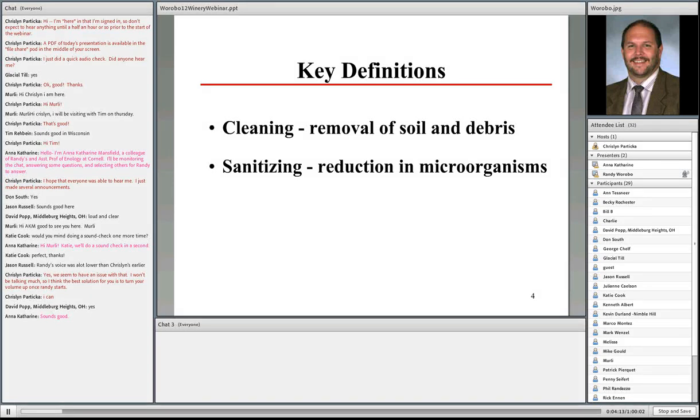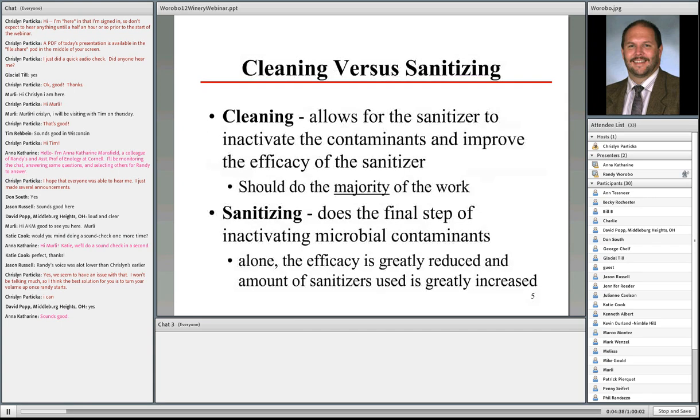So probably the best way to describe it is you cannot sanitize a dirty surface. The majority of your focus should be on cleaning, to make sure that the surface has most of the debris removed. That then allows the sanitizer to easily inactivate any microorganisms that might be left behind after the cleaning process. The difference between cleaning and sanitizing is that the cleaning should do the majority of the work. That's where your efforts should be directed.